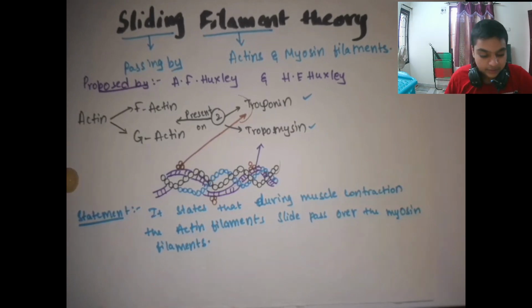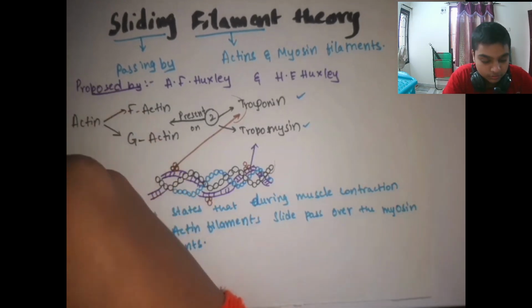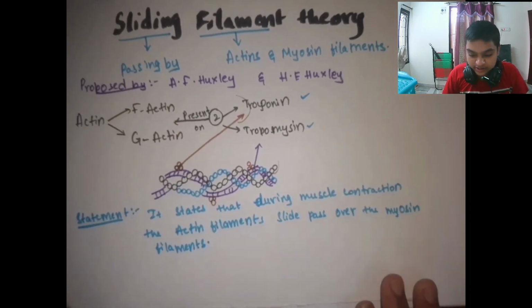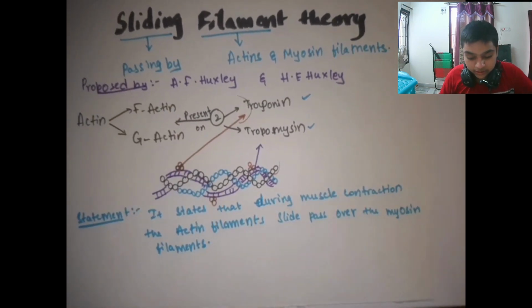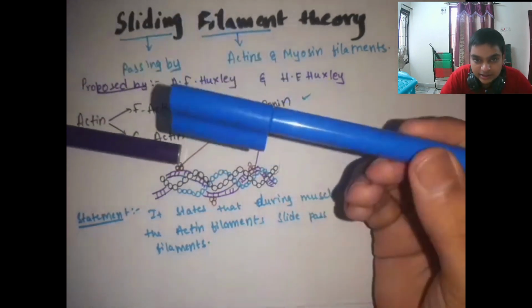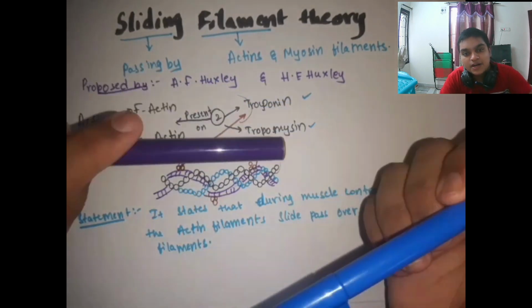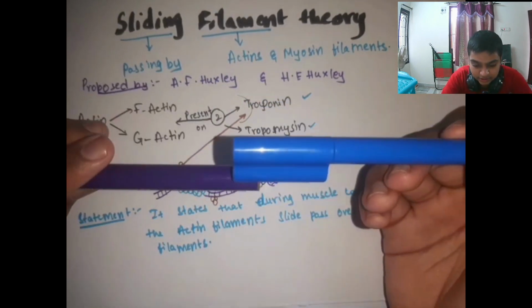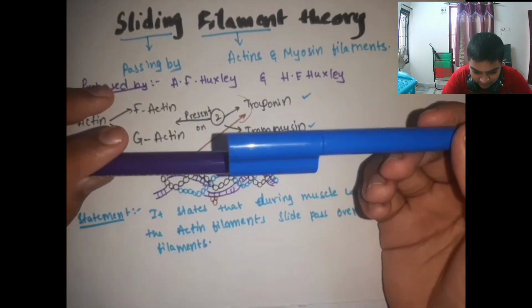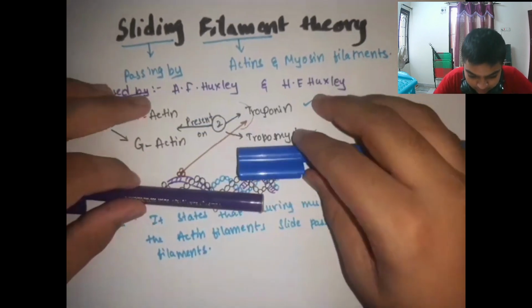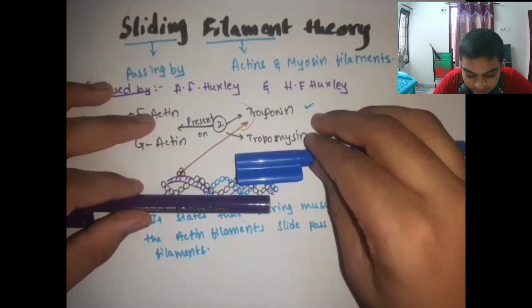Understand the meaning. Now take for example, I'm giving you an example here. Look at here. Think this is actin. This blue color one is actin. This purple color one is myosin. We have seen yesterday this actin filament is present over the myosin. It is overlapping some part of myosin.